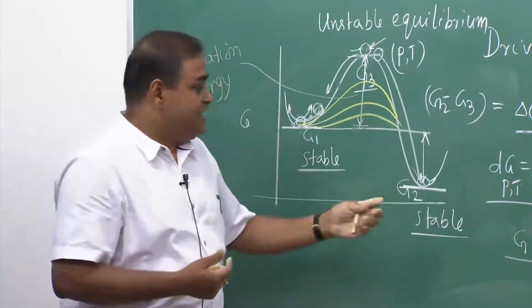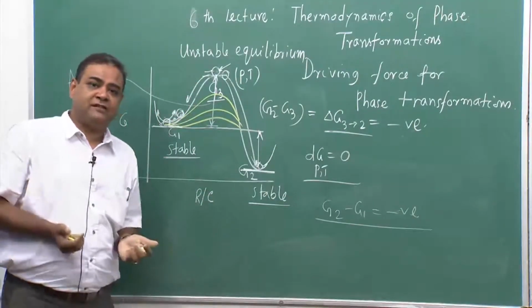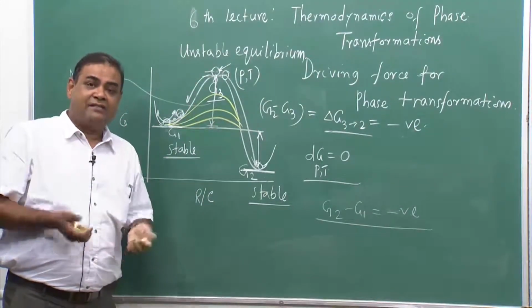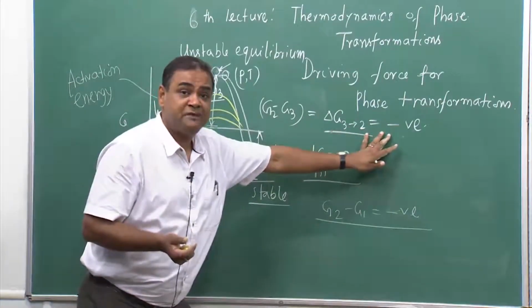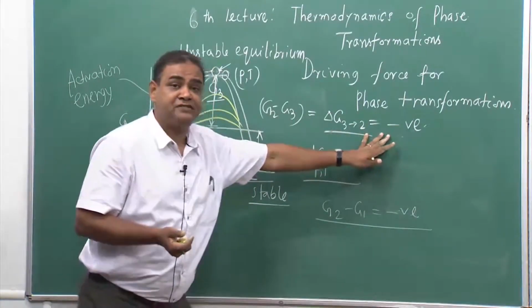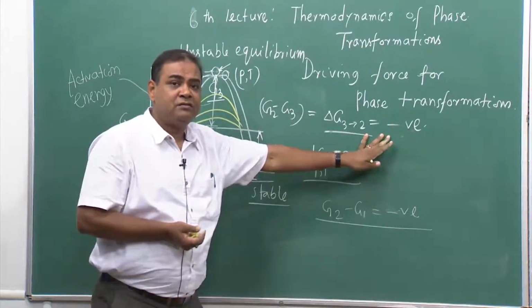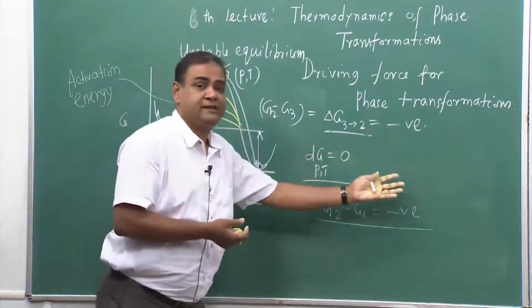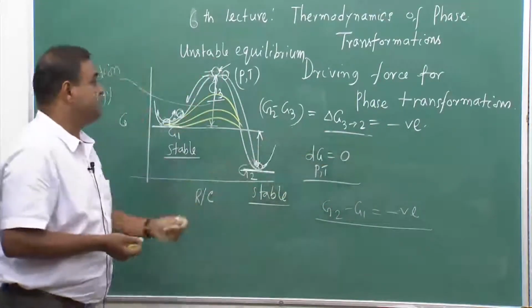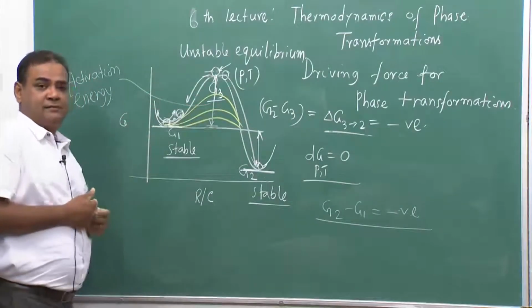So, if some process is spontaneous, that does not mean that the process would take place. A process can be spontaneous, that means there is a negative free energy change, but in order to have that particular process practically, we need to cross a barrier. Okay.